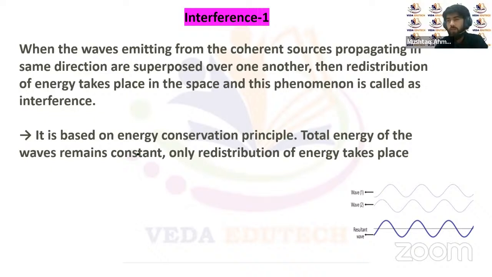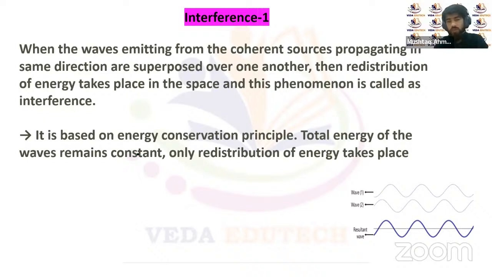And this redistribution of energy in space, when two waves from coherent sources superpose on each other, is what we call interference. In interference, a redistribution of energy takes place; interference is based on the law of conservation of energy. The total energy of the waves remains constant, only the redistribution of the energy takes place.